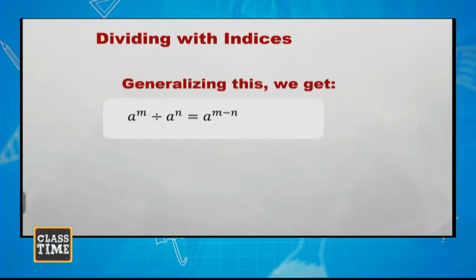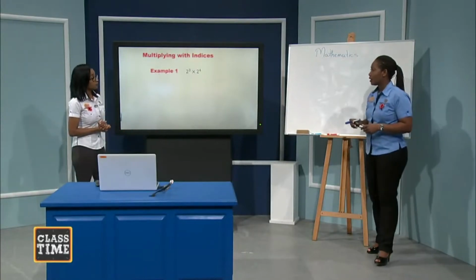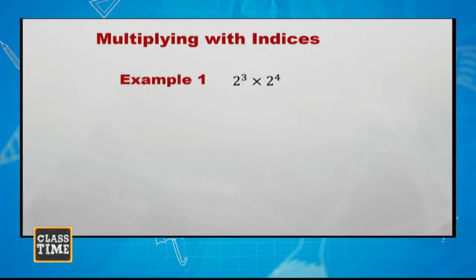So now, when generalizing dividing with indices, what happens? We would have shared this earlier. Any base a raised to any power m, divided by the same base raised to another power n, it could be the same power, is equivalent to a raised to m minus n. We're subtracting both powers. Let's see if we can take a look at multiplying with indices. So we have example 1 here: 2 raised to the 3rd power multiplied by 2 raised to the 4th power. As you can see, they are of the same base. So let's see what this would look like if we were to expand it.